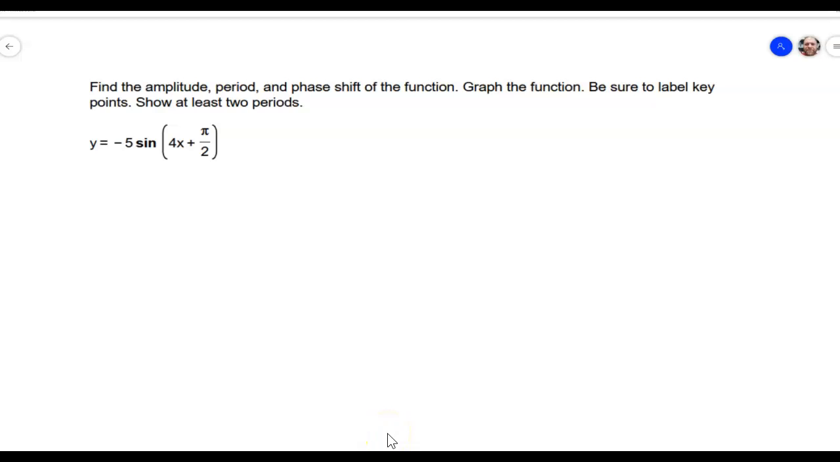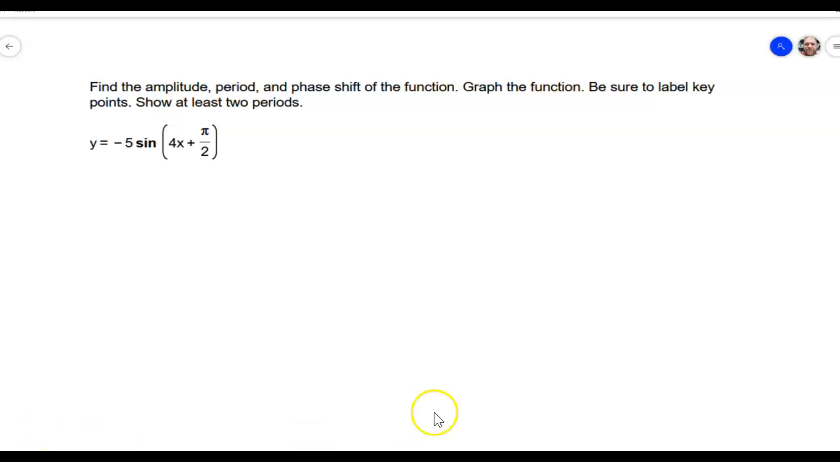Today I want to look at an example from homework 6.6, and it says find the amplitude, period, and phase shift of the function. Graph the function and be sure to label key points and show at least 2 periods. And then at the end of this one, I want to show how to use the graphing tool in my math lab. So let's go ahead and work on solving this.